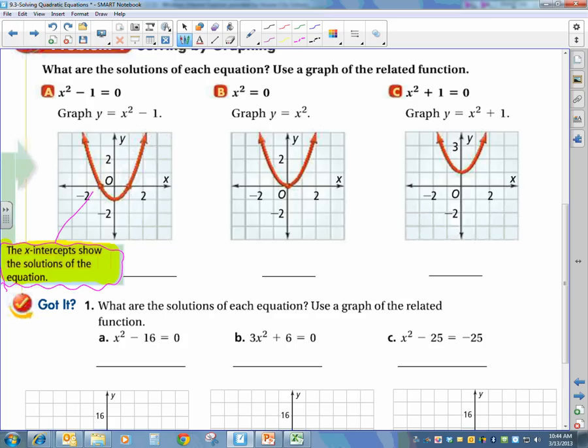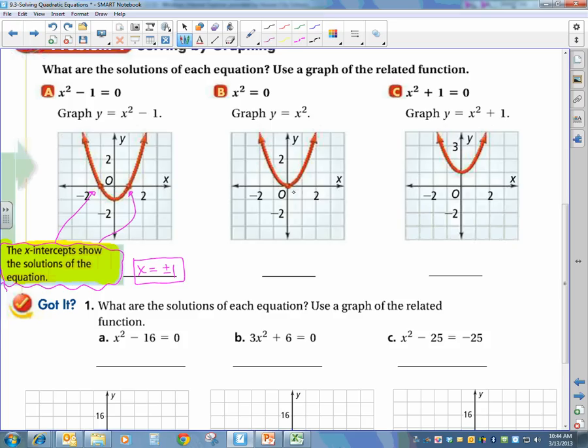So you remember, when you look at a graph, the x-intercepts, and of course that is where they cross the x-axis. So that's an x-intercept, and that's an x-intercept. And that number is 1 and -1. So I will say that the solutions of the equation are x equals plus or minus 1.